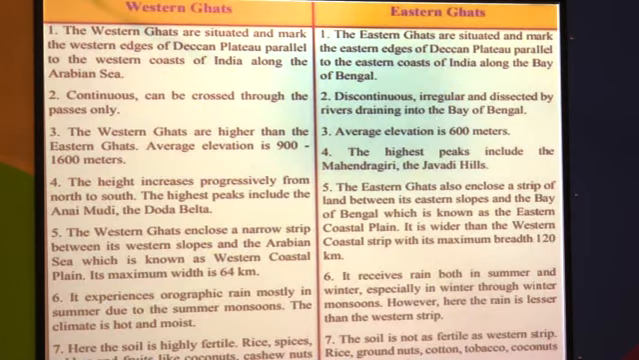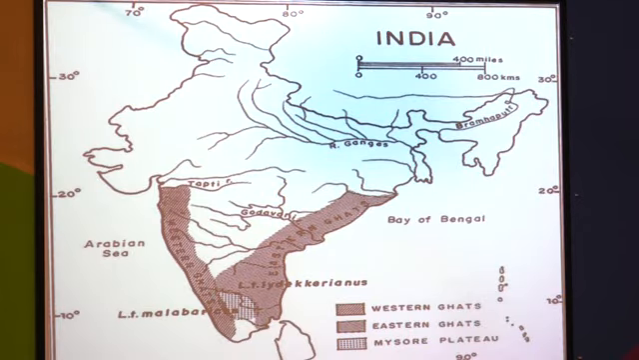Fourth one, the height increases progressively from north to south. The highest peaks include Anaimudi and Doda Betta. See here on the Western Ghats, height increases when we go to the southern side from north to south. In the southern part, Anaimudi and Doda Betta, these two peaks are there, and their height is near about 1600 meters.